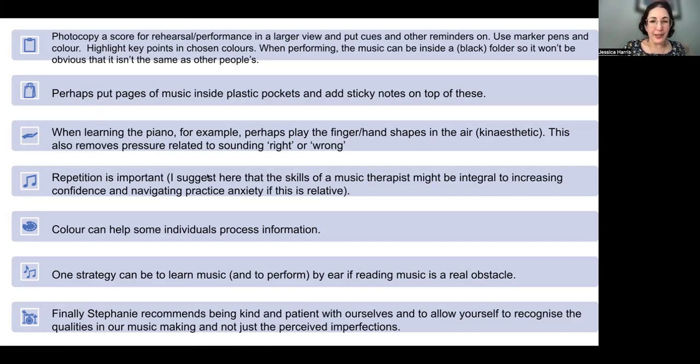And when learning the piano, for example, perhaps play the finger or hand shapes in the air. And this also removes pressure related to sounding right or wrong. So practicing the hand shapes before applying them onto the piano. And repetition is important.